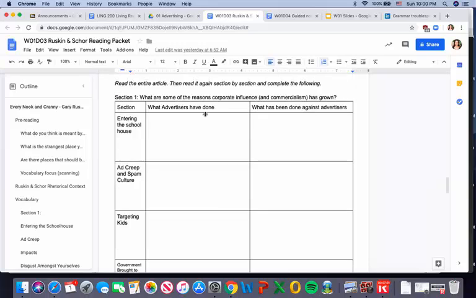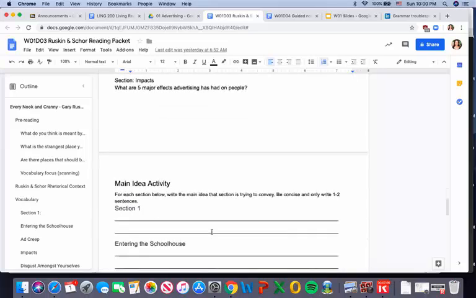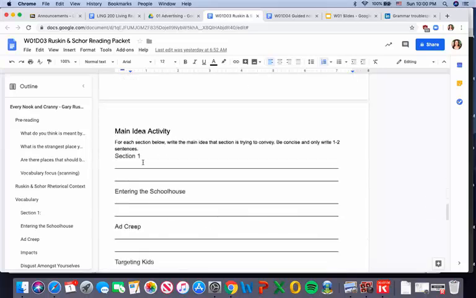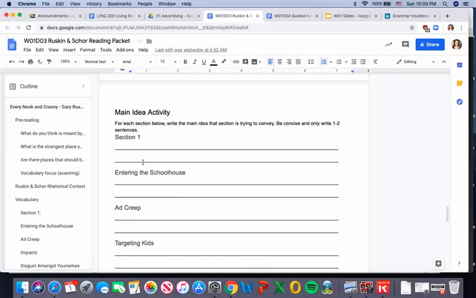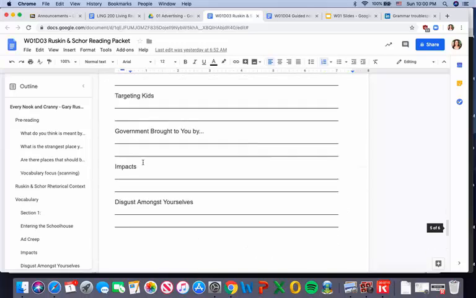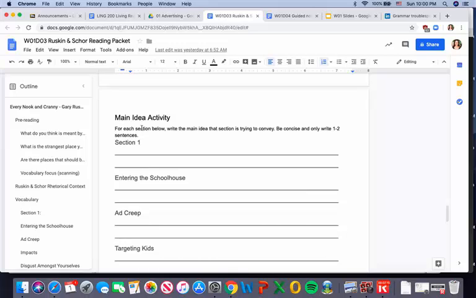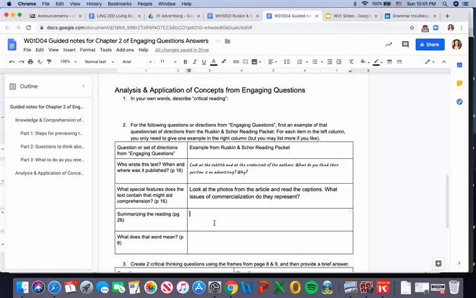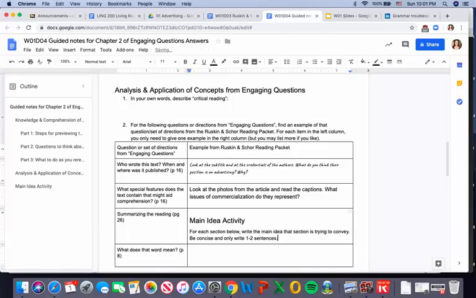Reading 1, this is asking details about the article. This isn't really summarizing. This is responding to specific questions. Main idea activity. So this is going to be something that gives us a way to summarize the article. So I'm just going to copy this main idea. For each section below, write the main idea that section is trying to convey. Be concise and only write 1 to 2 sentences. So you can come here, you can copy it, and then you're done with that.